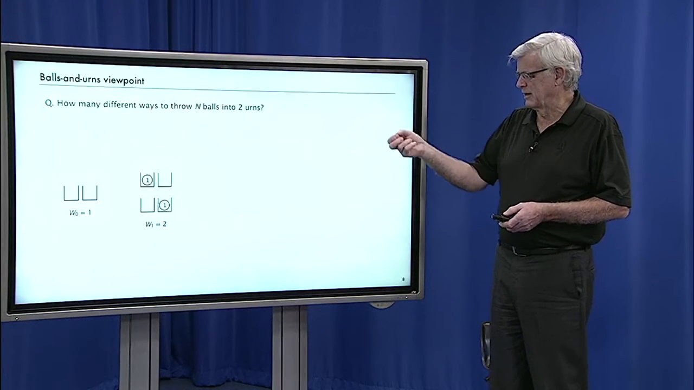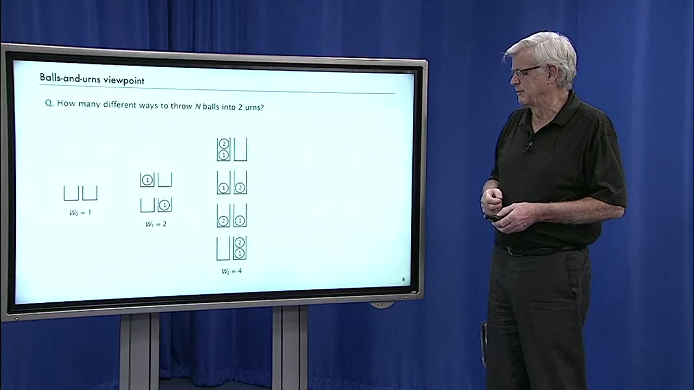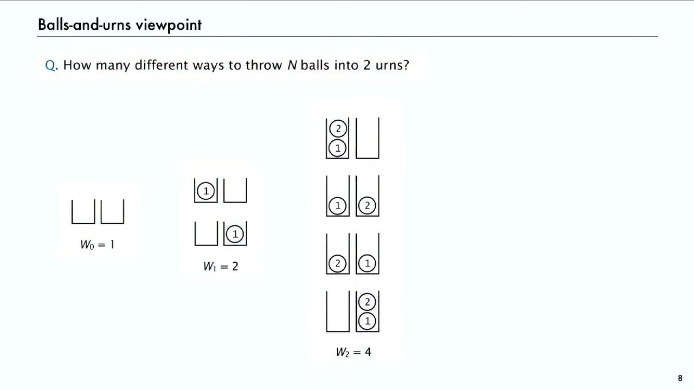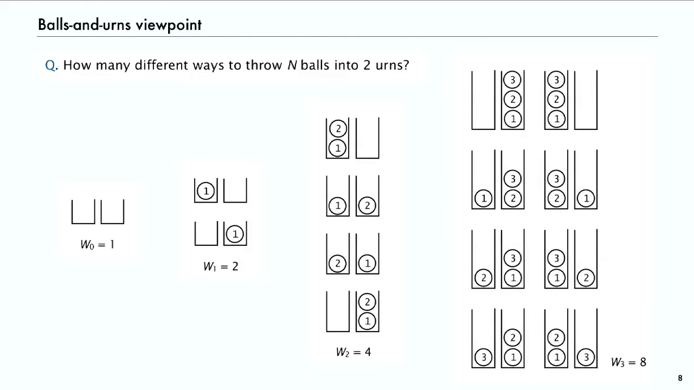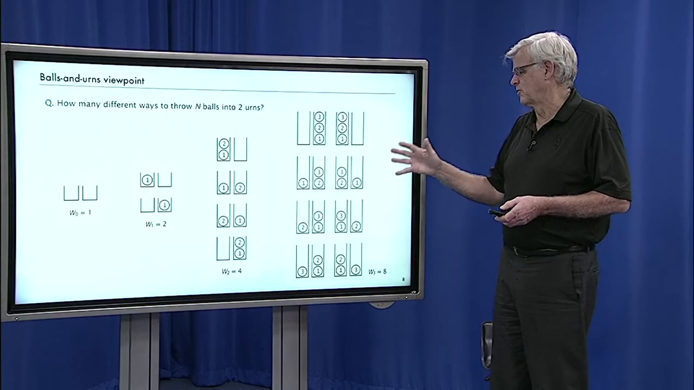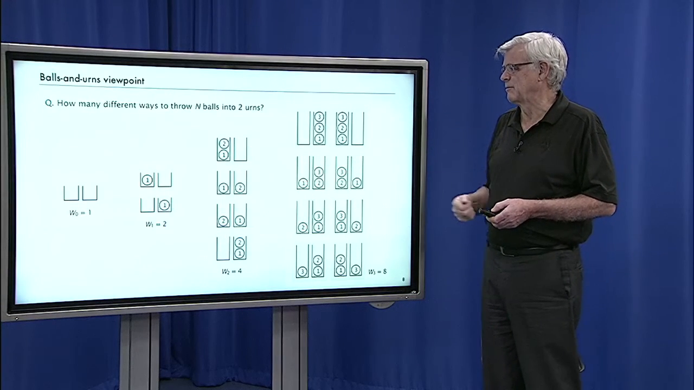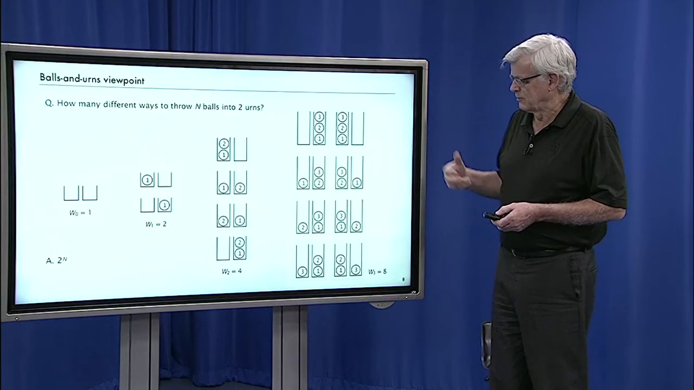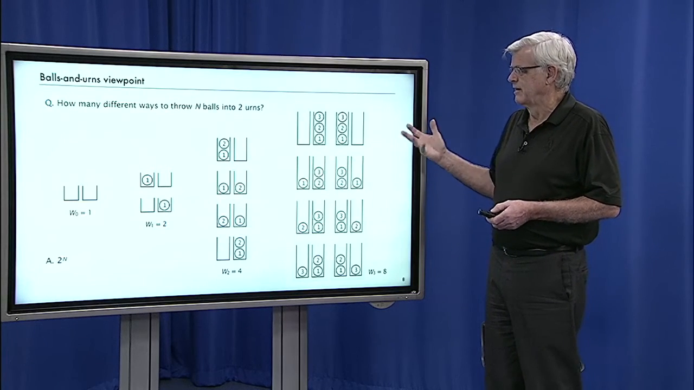If there's 1 ball and 2 urns, the ball can go into either one of them. With 2 balls, both can go in the first, or both can go in the second, or they can go in the 2 orders. The labels on the balls are significant, but not the order of the labels within the urn. We put them in the order they went in, but that order is not significant. And again, there are 8 ways to throw 3 balls into 2 urns. So that's a balls and urns way of looking at really the same combinatorial structure. Again, 2 to the n.